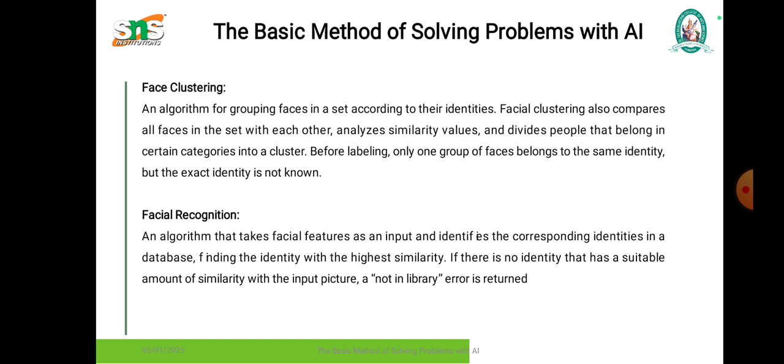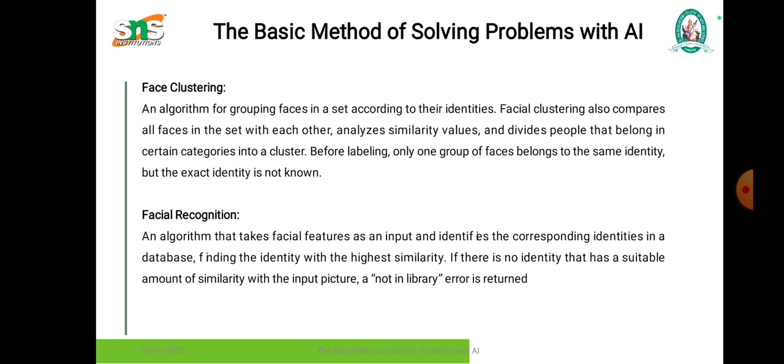The next process is face clustering. Clustering is nothing but grouping faces in a set according to their identities. We can use clustering algorithms to group the faces. Facial clustering compares all faces in a set with each other, analyzes the similarity values, then divides the people belonging to certain categories into a cluster. Before labeling, only one group of faces belongs to the same identity and the exact identity is not known. This is the meaning of face clustering.